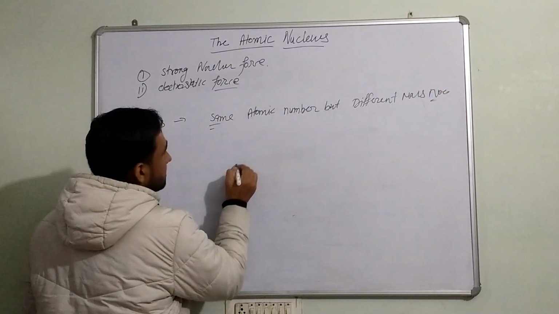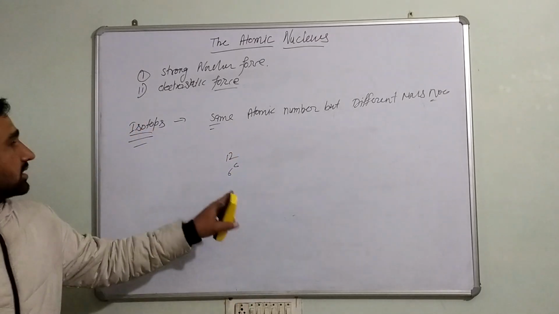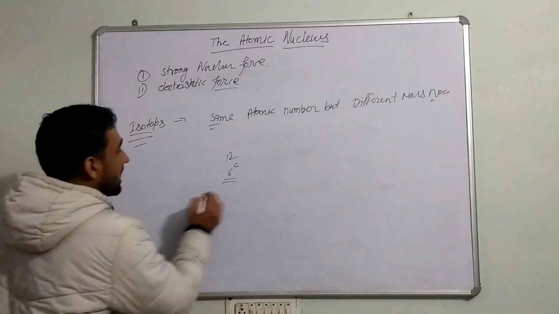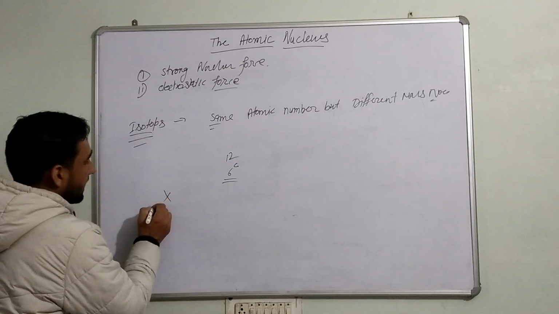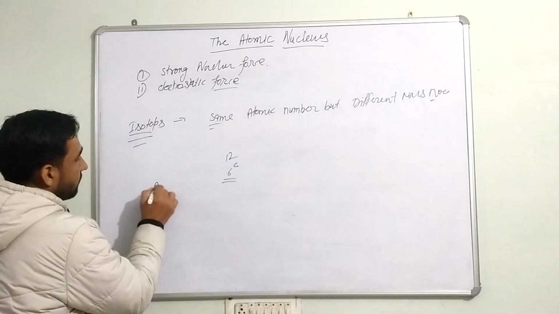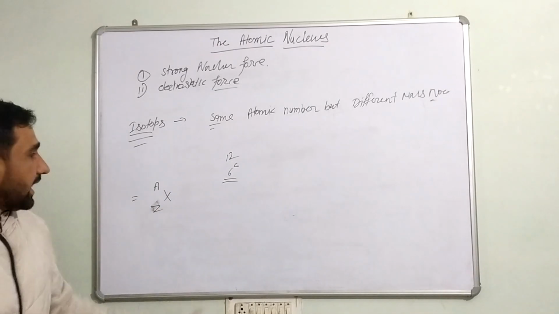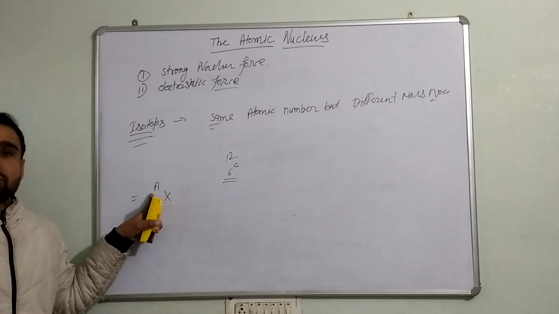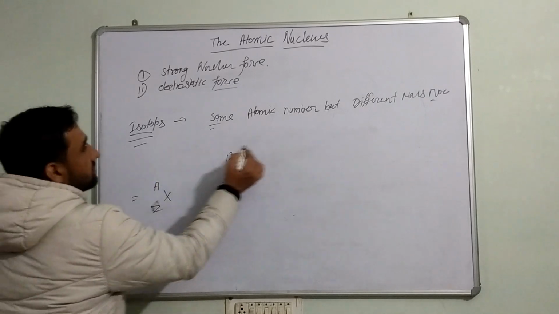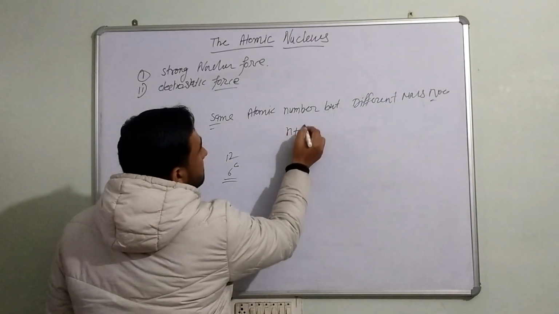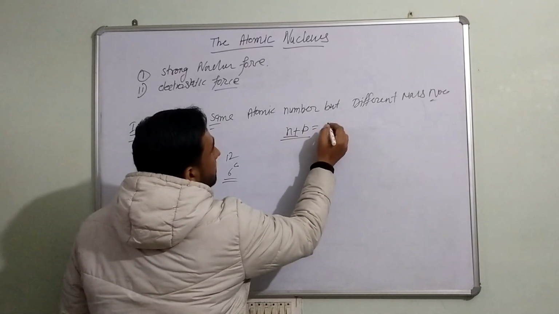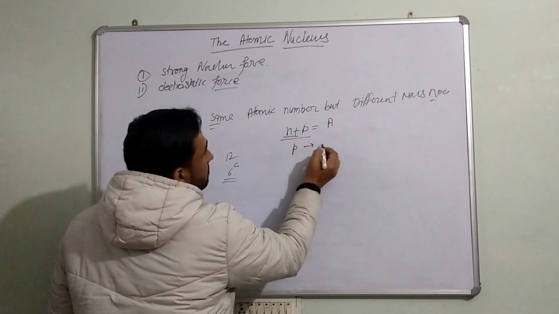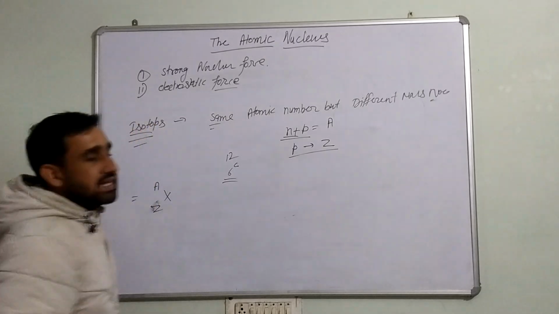For consideration, carbon 12 is a nucleus which has atomic number 6. The atomic number is written here. Any atom's nucleus can be represented with Z as the atomic number and A as the atomic mass number. The atomic mass number is the sum of the neutrons plus protons, and the number of protons is known as the atomic number, that is Z.